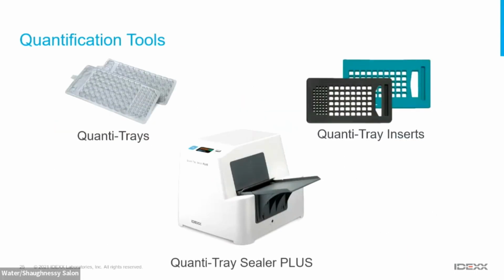If you're doing quantification, there's one additional step. So basically in this case, you're going to add your reagent, and then you're going to use the quantification system, which includes the Quanti-Trays, which are the actual quantification device for the test, rubber inserts, which are going to allow us to seal that sample, and then finally, the Quanti-Tray Sealer, which is going to actually take that Quanti-Tray and make it usable.